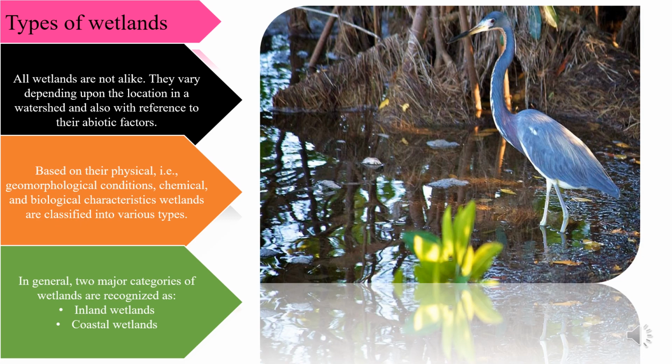Then coming to the types of wetlands, all wetlands are not the same, and they vary depending upon the location in a watershed and also with reference to their biotic factors and differences in characteristics like hydrology, water chemistry, biological functions, vegetation, site-specific factors, the climate and geology of the region, landscape position, and soils. These factors are not independent but form a complex interrelationship to make each wetland type unique. Based on their physical, that is, geomorphological conditions, chemical and biological characteristics, wetlands are classified into various types. In general, two major categories of wetlands are recognized: inland wetlands and coastal wetlands.